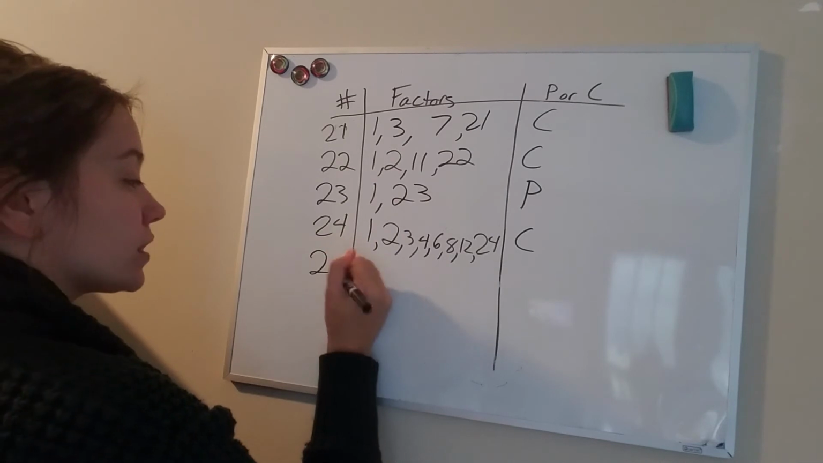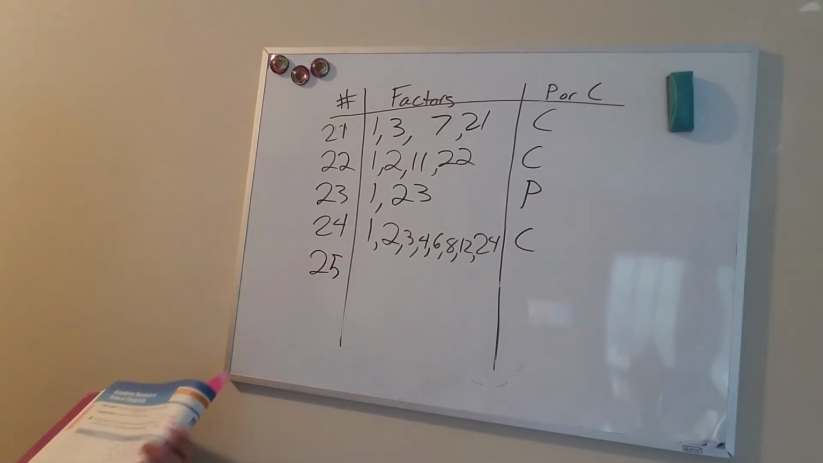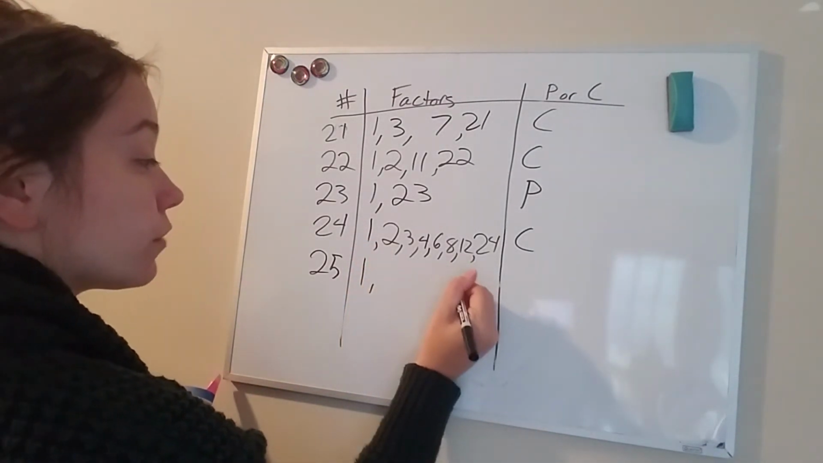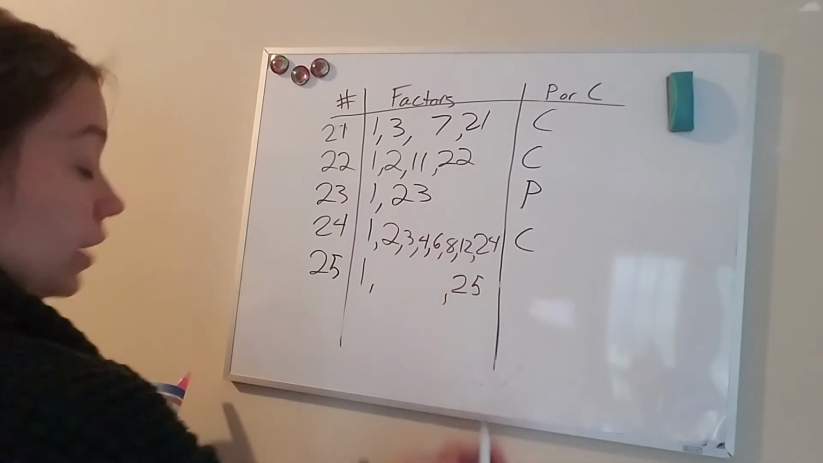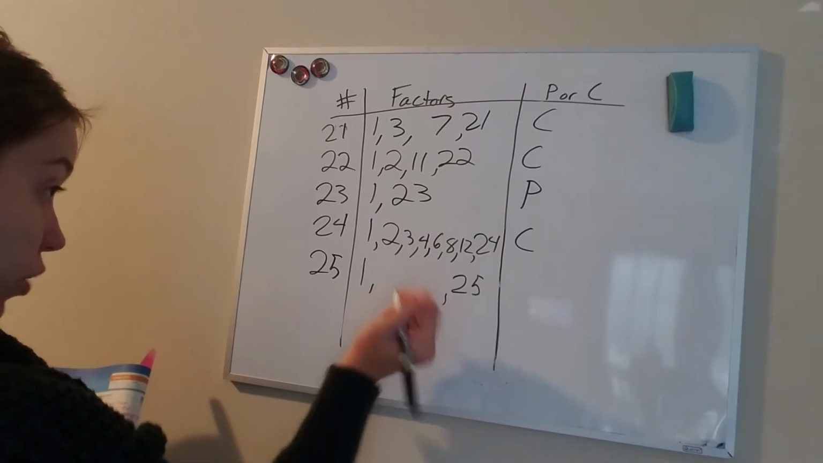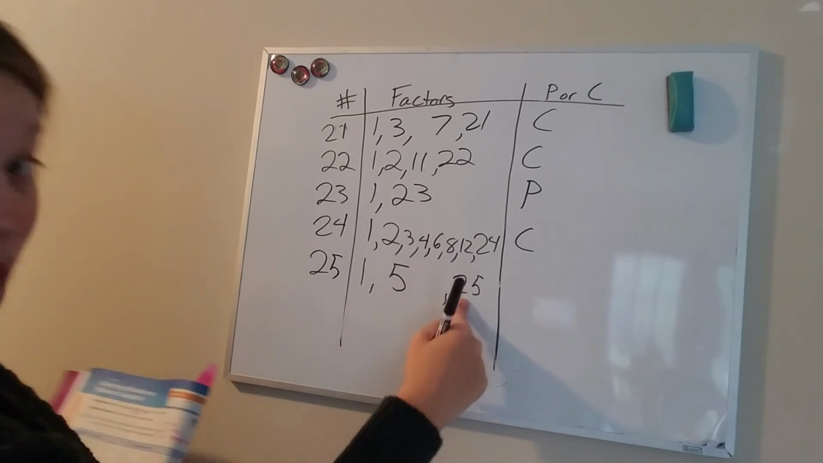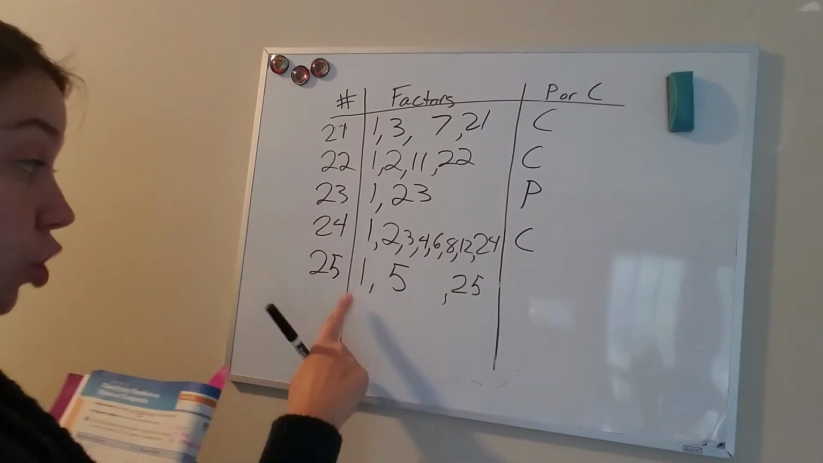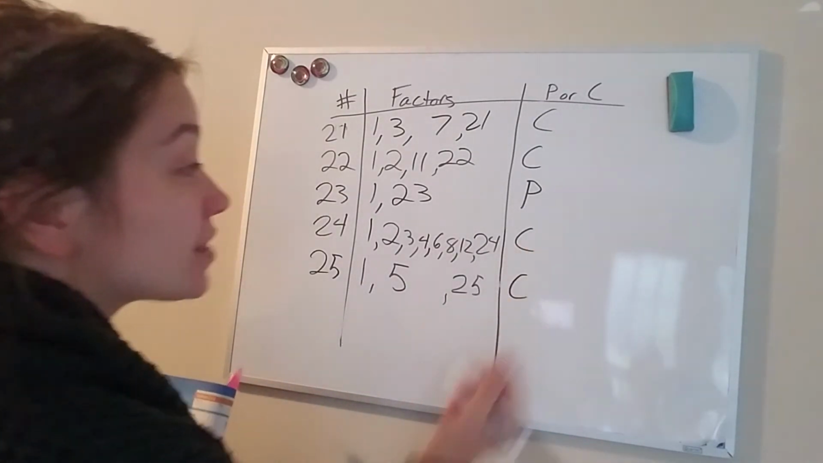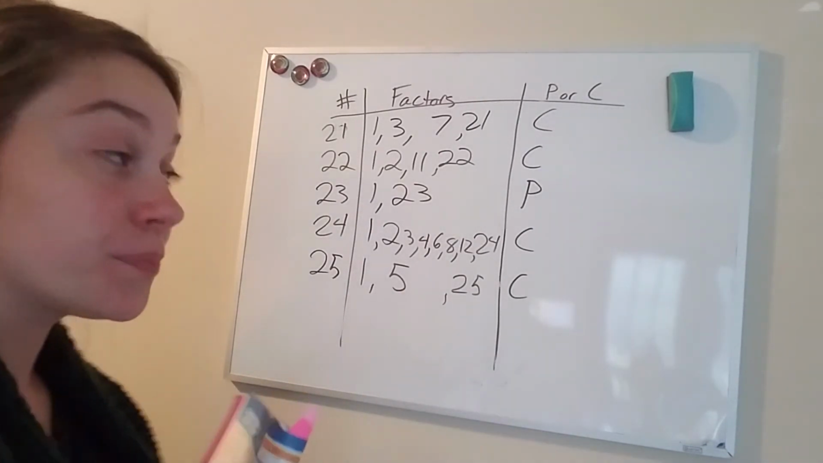What about 25? Remember, if I'm going too fast, just pause it and finish filling it in. We have 1 and 25. And what else can we put in there? There's only one other factor, 5, because 5 times 5 gets me 25, and I only have to write it one time. So 1, 5, and 25. But it's still more than 2 factors, so it is a composite number. Have you noticed we don't have a whole lot of prime numbers?